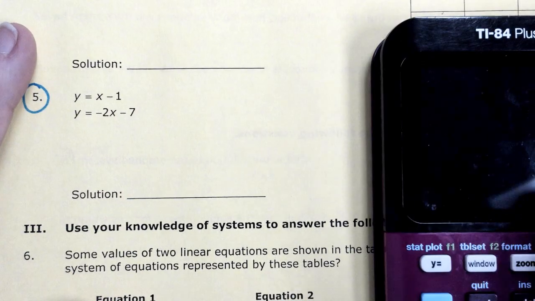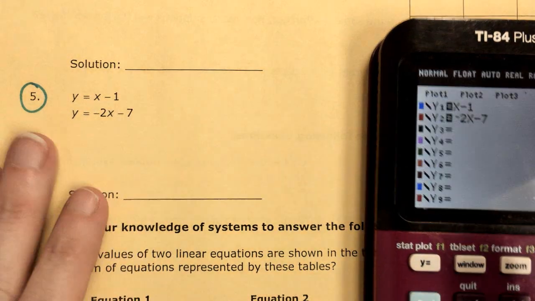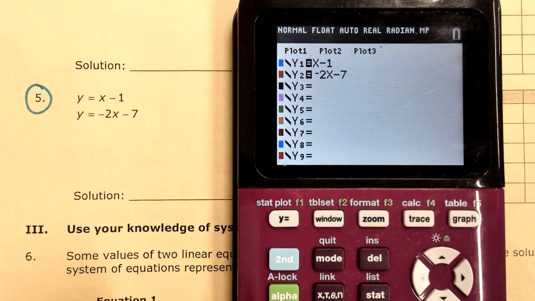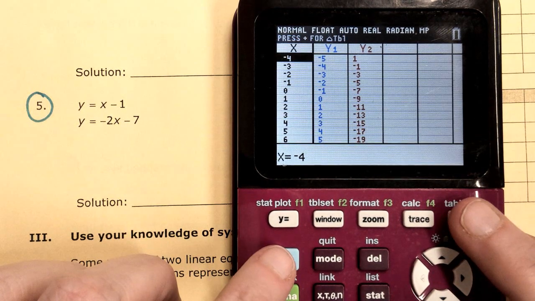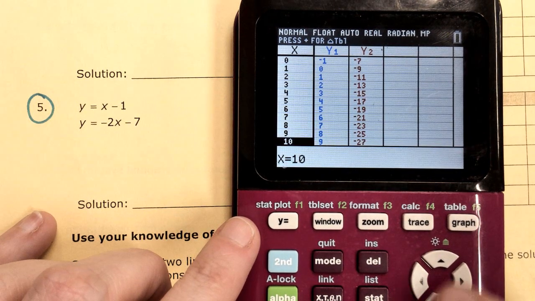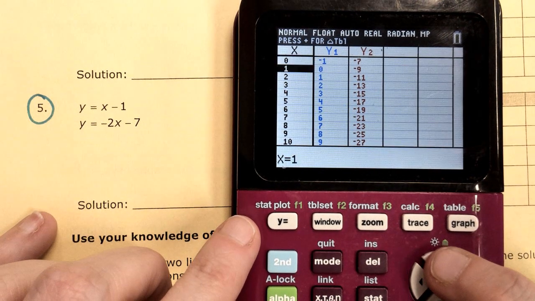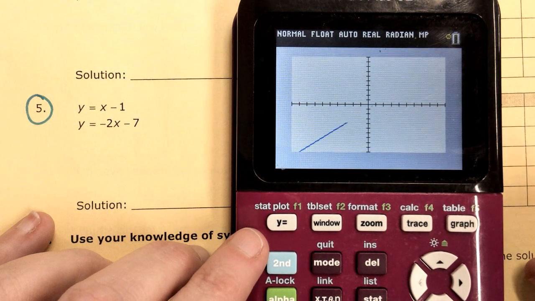Okay, so we're going to put my 2 equations in. Okay, I have y equals x minus 1 and y equals 2x minus 7. When I look at the table, remember my table is usually going to start at 0 like this. So if I'm not sure, you can always start by looking at the graph.